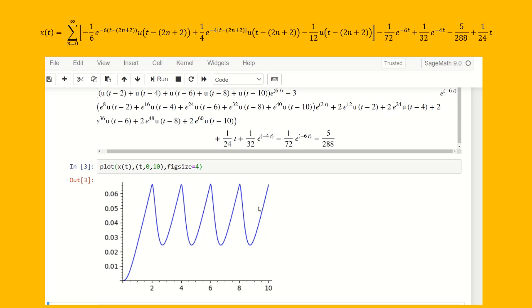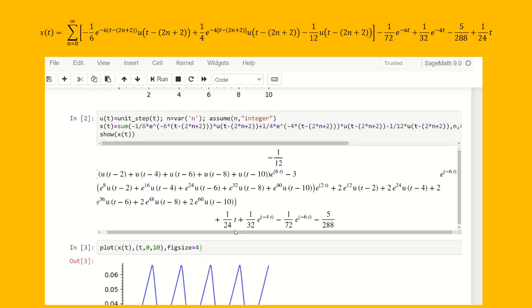So what's happening here is that the spring system was over-damped, but we applied an external periodic force to it. And so that forced our system into this kind of periodic motion. So the solution does make sense.